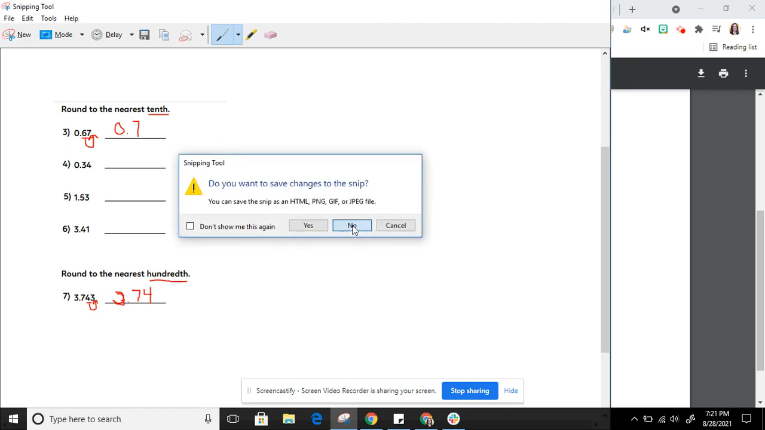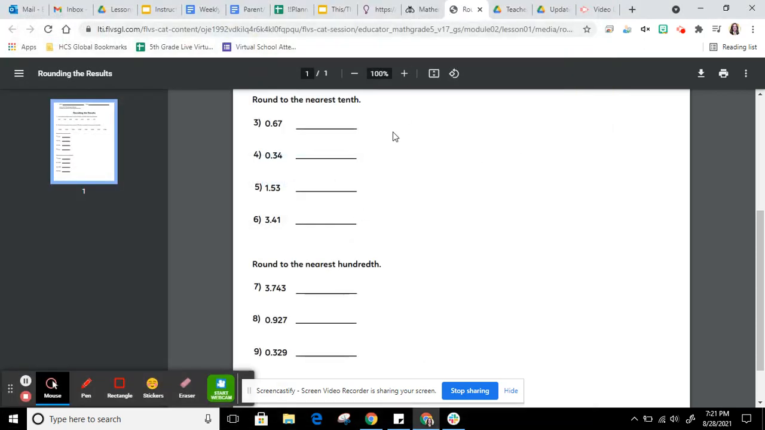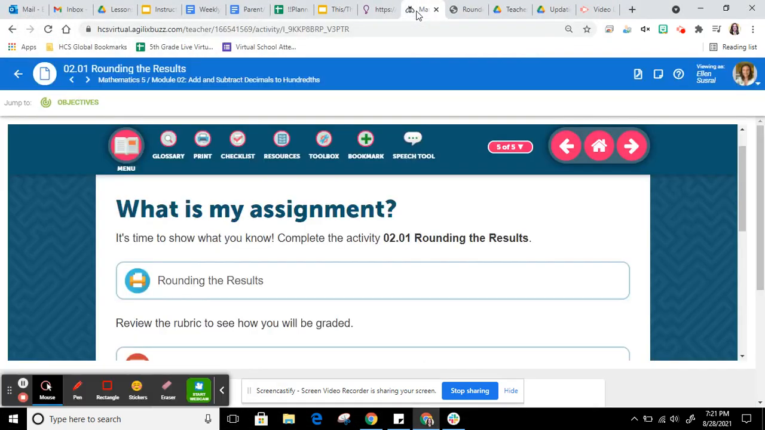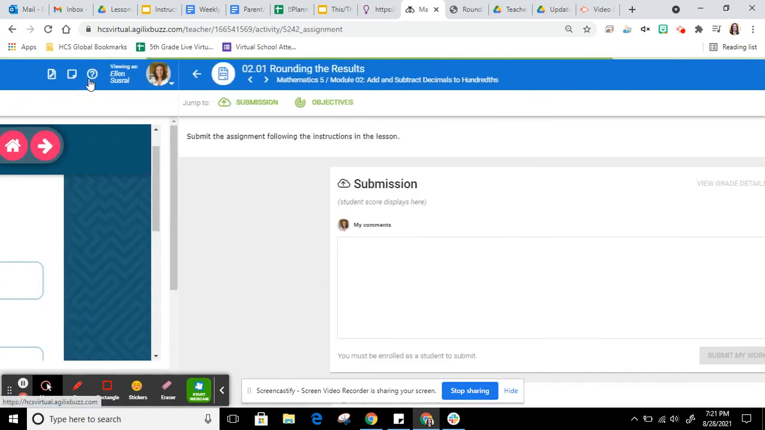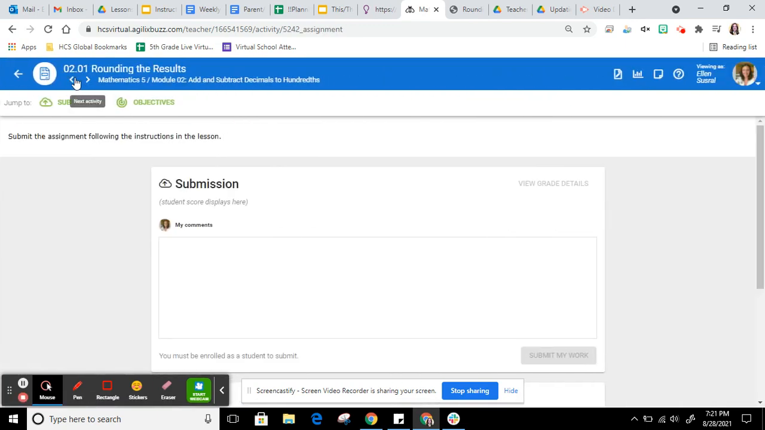Okay? All right, so that's what you're doing for this worksheet. I'm going to go ahead and close that out. When you are done completing this worksheet, you're going to go back to Buzz. You're going to go to the next activity tab, which is this arrow in the top left-hand corner pointing to the right. That's going to take you to the submissions page for 0201. You're going to click on the blue plus button and attach your work. Let me know if you have any questions.